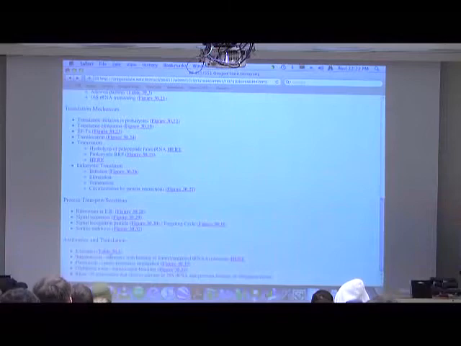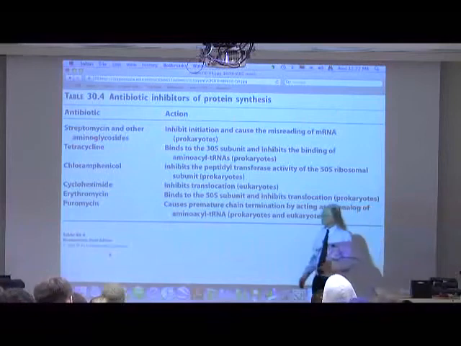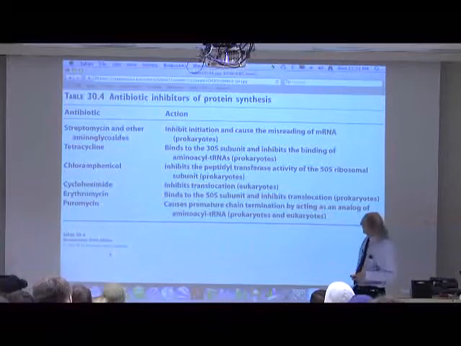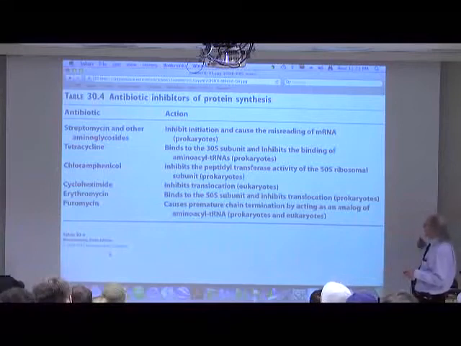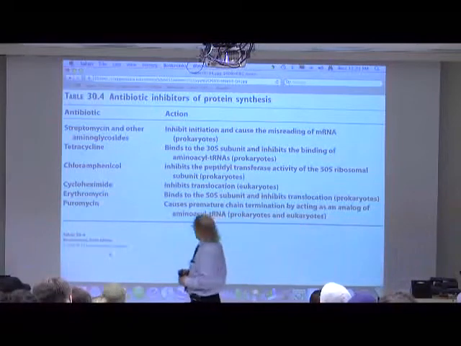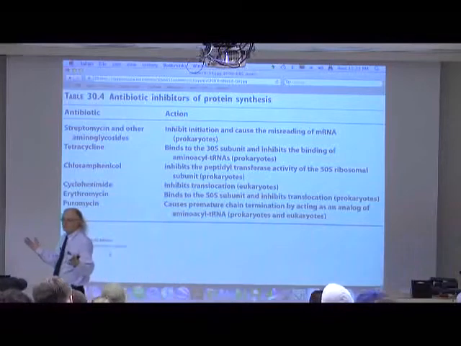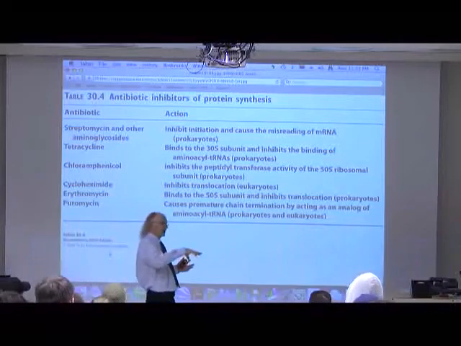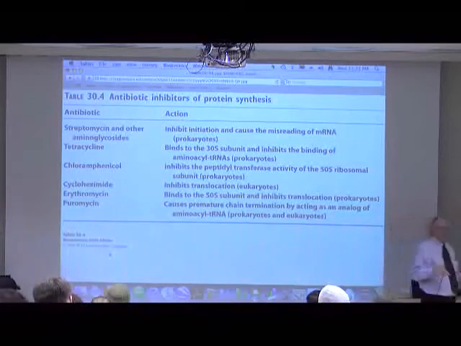This table describes some of them. Streptomycin inhibits initiation. Tetracycline binds the 30S subunit and stops aminoacyl tRNAs from coming and binding. Chloramphenicol is a very efficient one that inhibits the peptidyl transferase. And there's a name I haven't given you. The peptidyl transferase is the name of the activity in the ribosome that makes the peptide bonds. That ribozyme, remember the 23S, catalyzes the formation of the peptide bonds. That activity is known as the peptidyl transferase.